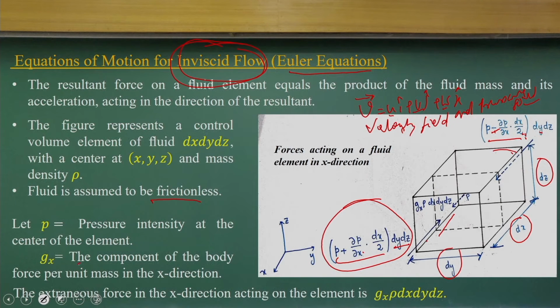We can also have the force component due to gravity. That will be the g_x component of the body force, the gravity force per unit mass in the x direction. So this control volume has gravity forces, but there is no friction. This is frictionless. There is no shear stress component here, only the gravity force component and the pressure force components.